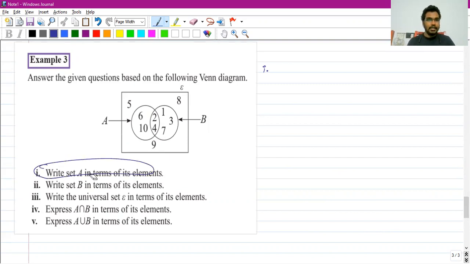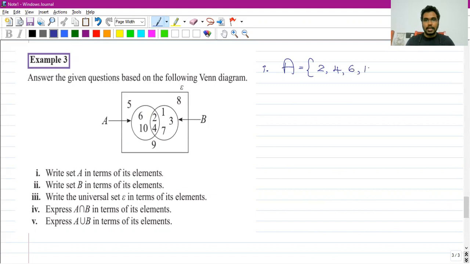Write set A in terms of its elements. We have to write the set A in terms of its elements. So we can see set A is this circle. This circle denotes set A. That means the elements are 2, 4, 6 and 10. Inside this circle we can see 4 elements. So the elements of the set A are 2, 4, 6 and 10.